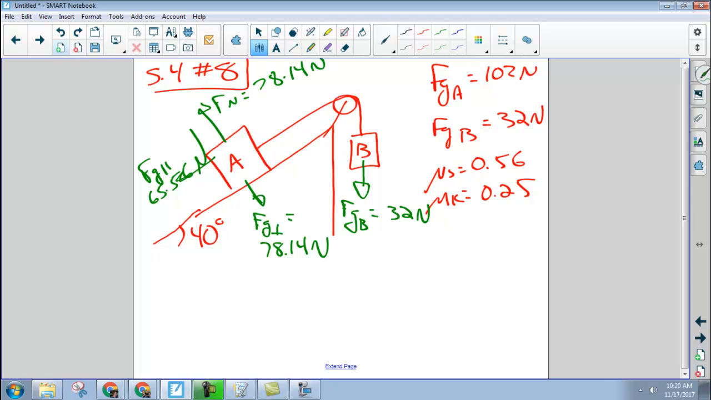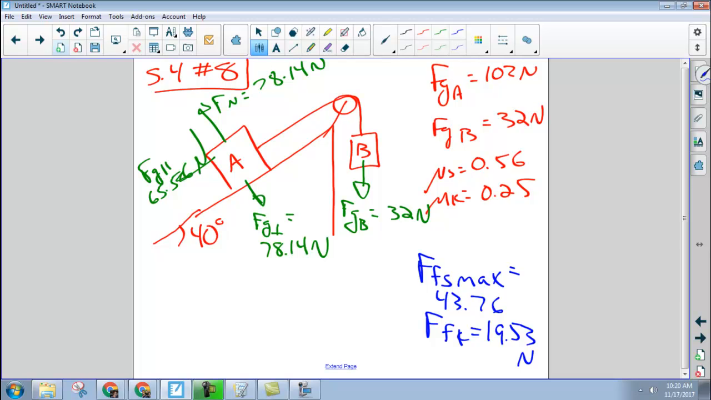Is everybody cool with why the normal force is equal to the perpendicular one in this one, but it wasn't in the last example? All right, what's my next step? Find friction, right? So over to the side, let's find our force of friction static max. That's going to be our normal force times 0.56, which is 43.76. And we might as well find our kinetic while we're at it. 19.53. Okay, good? Yes.